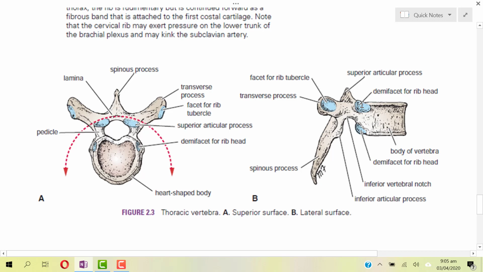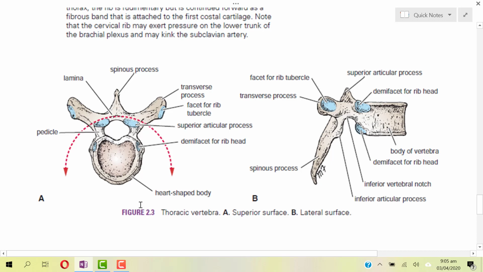Now I will repeat some of the features. The thoracic vertebra has a heart-shaped body, and it has facets on the body. These facets are called costal facets. Why are they called costal facets? Because they give attachment to the rib. Costa is the rib. These two features, the heart-shaped body and the demi facets on the body, are representative of the thoracic vertebra.